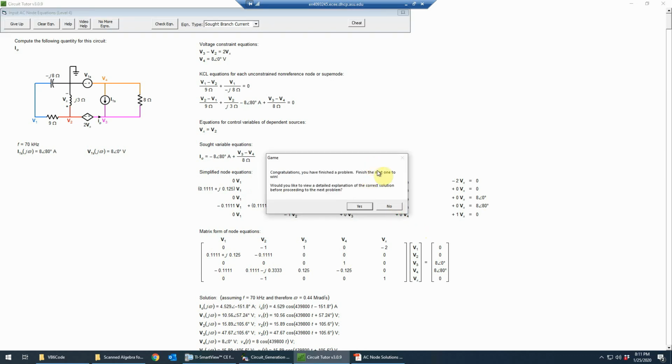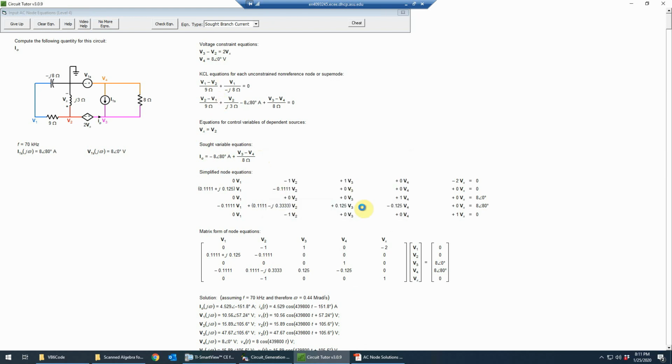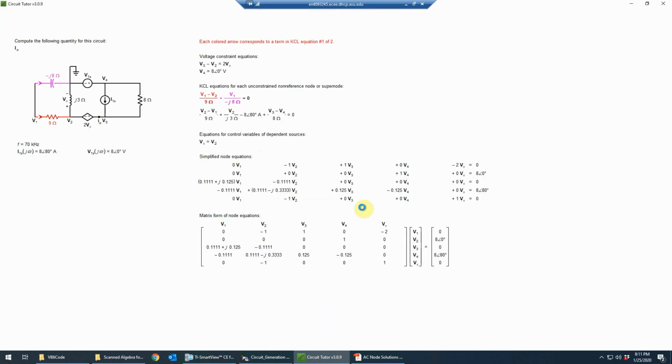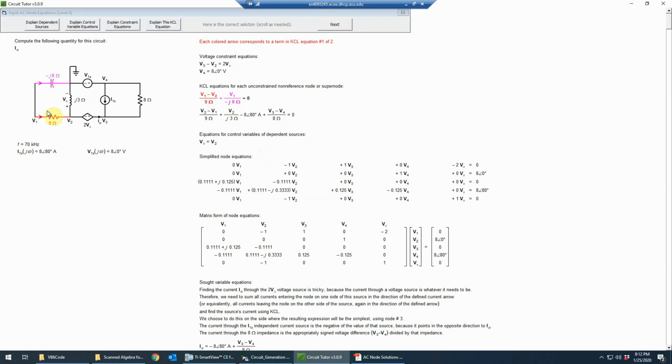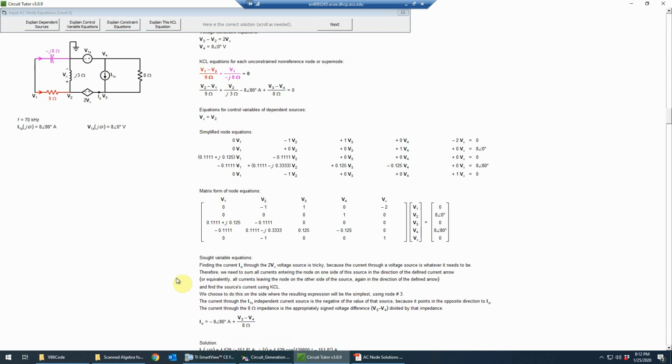And basically now we finished that problem. If you do want a detailed explanation, for example, if you weren't sure about the sought variable equation, or maybe you guessed at it, or you weren't sure how to get these KCL equations, you can request a detailed explanation by just putting yes there. And it'll basically highlight the equations and show you how these are derived. It'll also give you explanations. If you want a detailed explanation of the KCL, explain the dependent sources, the control variable equations, or the constraint equations, can all be explained in general there, not the specific ones, but just general explanation. And also the sought variable equation down here at the bottom is described in detail how that's determined. So that would conclude this problem.